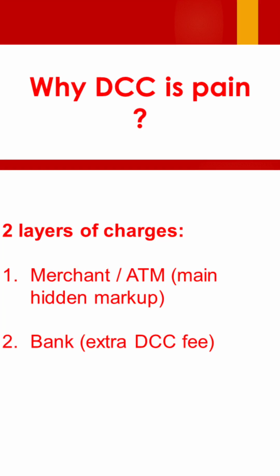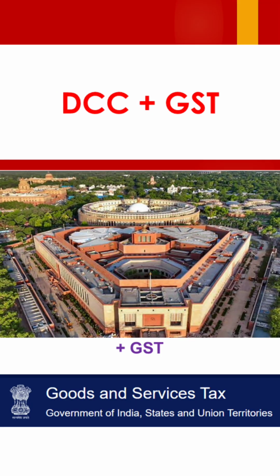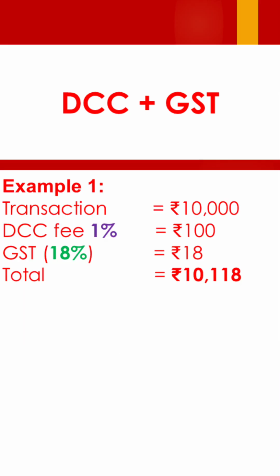So why this DCC is a pain? DCC is a pain because there are two charges hidden. One, the Dubai merchant or ATM will charge on the top of currency rate like some minor percentage. Again, the Indian bank, the bank of the debit or credit card being used, will charge extra DCC. And Indian government will add GST on the top of this. Consider the current GST of 18% and assume transaction amount of 10,000 rupees. Do note that this 10,000 is after currency conversion and not before conversion, and where merchant has already added some extra for them.